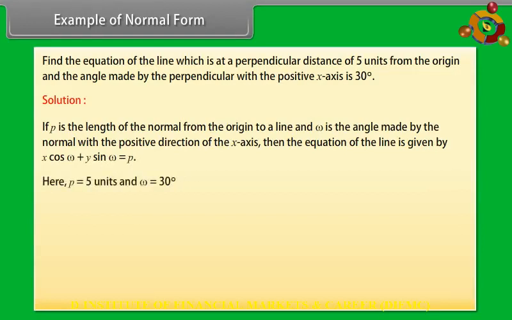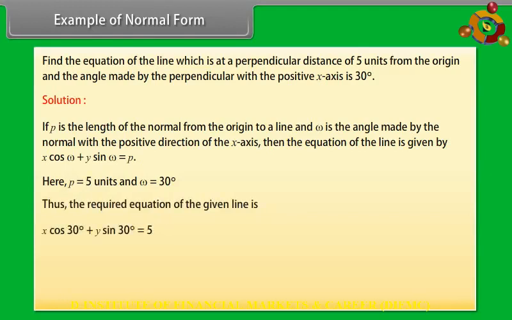Here, p equals 5 units and omega equals 30 degrees. Thus, the required equation of the given line is x cos 30 degrees plus y sin 30 degrees equals 5. It can be solved to x root 3 plus y equals 10.